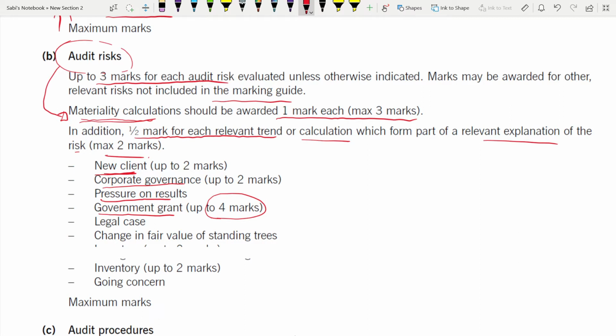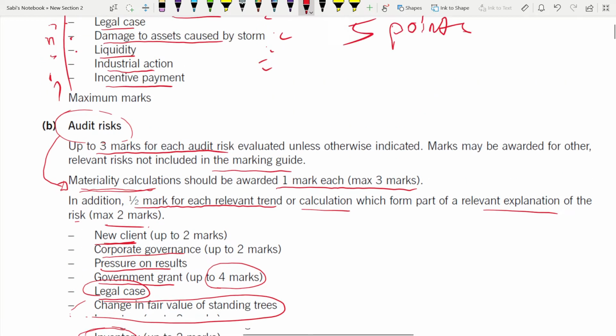Legal case. Legal case again you can take as an audit risk also. Changes in the fair value of the standing tree. This is also an audit risk. Inventory. Again audit risk. Going concern. So don't incorrectly go and put this under business risk and the business risk as an audit risk. You have to be very clear on what are the audit risks and what is the business risk. You have to differentiate that when you're reading the case study. That this is the business risk, these are the audit risk.